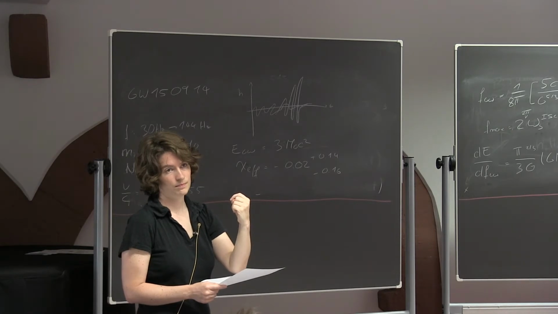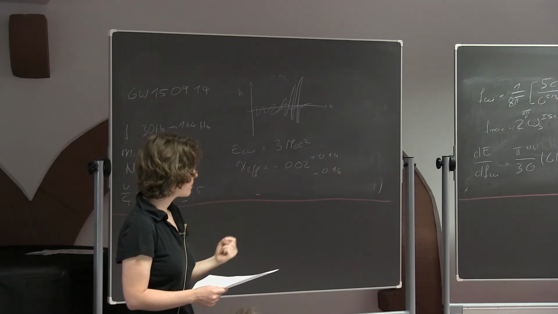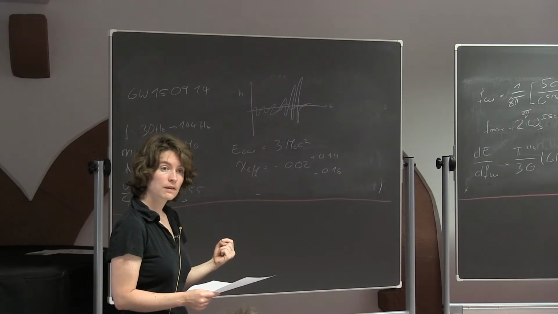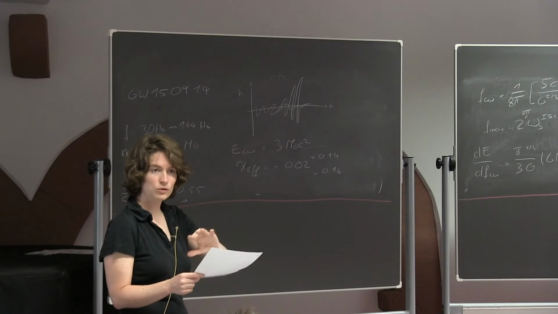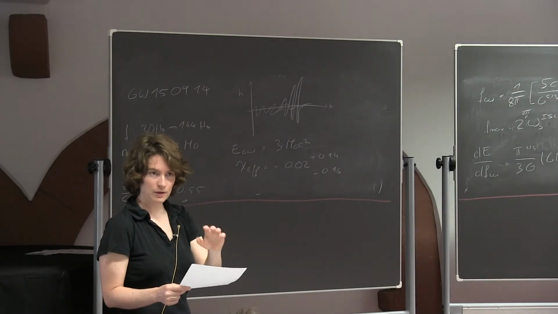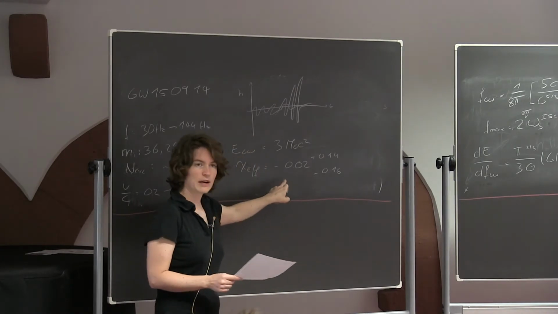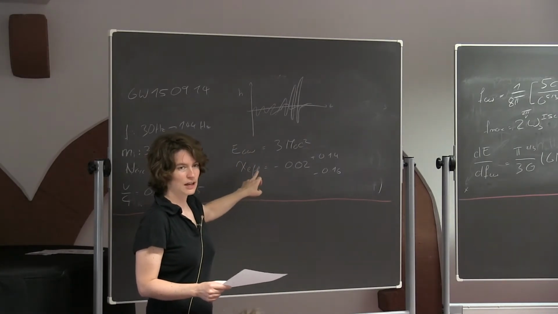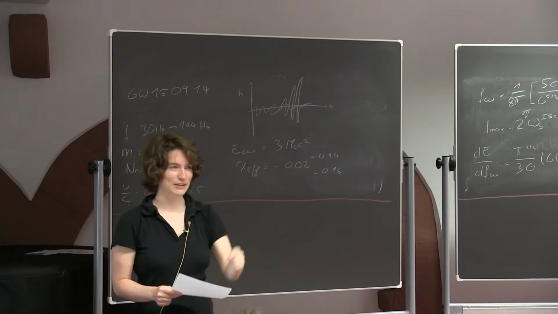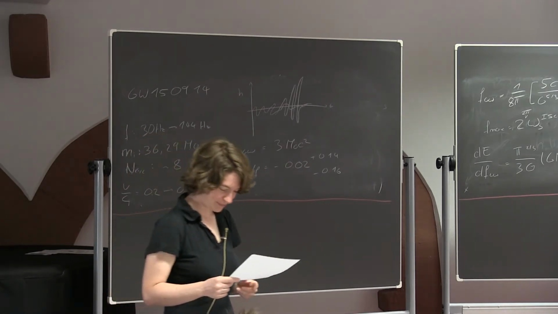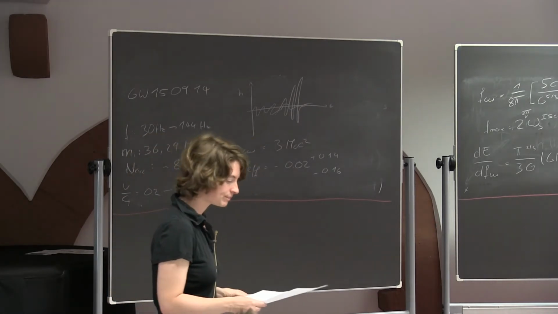Is this also the spin for the final black hole, or is it? No, that could be different. I mean, you have angular momentum conservation, right? But the way this is defined, I think this is not immediately the spin of the final black hole. But I'd have to look up the exact definition. I was not planning to talk about it until he asked, but I can look up the exact definition.